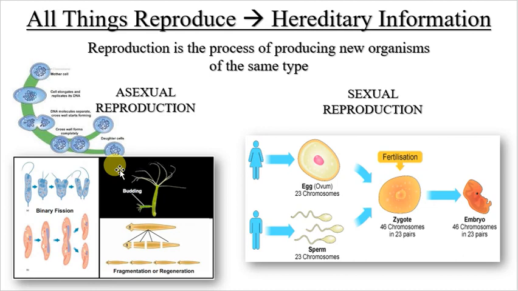Sexual reproduction is different. So that's when you have two parent organisms contributing genetic material and information. So you get half your material from mom, half from dad. They come together to create a fertilized zygote, and then that goes on to form an embryo, which becomes little you.